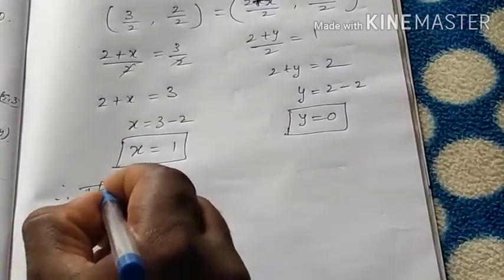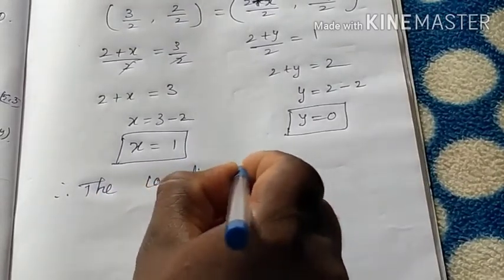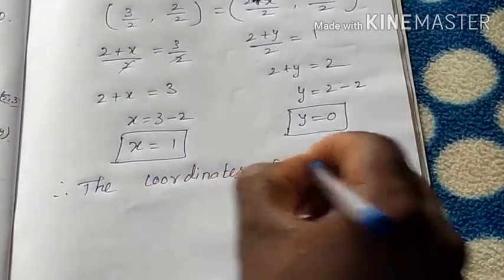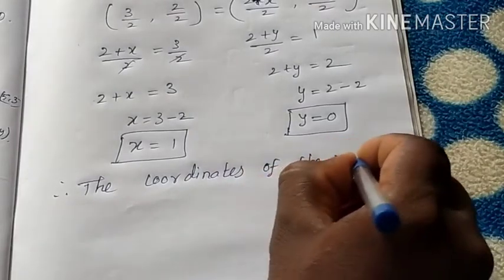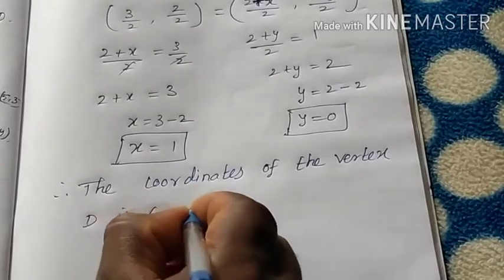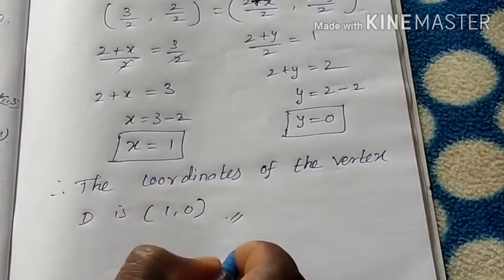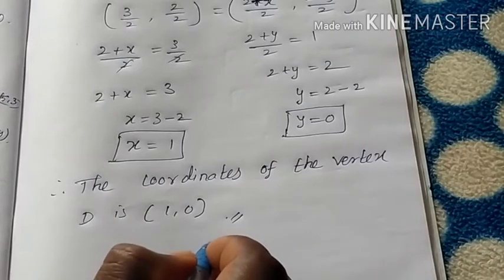Therefore, the coordinates of the vertex D are (1, 0). That's your answer. Have you understood?